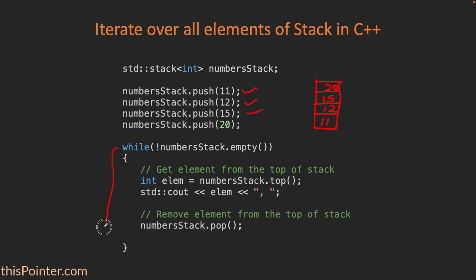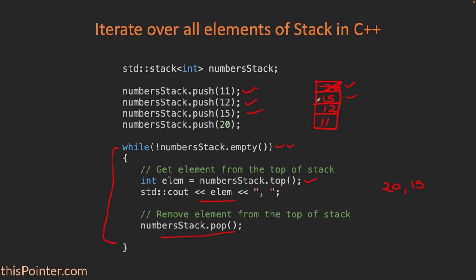After that we started a while loop. In this while loop, first we are checking if the stack is empty or not, and we will continue this while loop till the stack is not empty. As of now the stack is not empty and 20 is at the top of the stack. So we will access the top element and print it. So first we will print 20. After that we will call the pop function and it will remove the 20 from the stack. Now we will check if the stack is empty or not. It's still not empty. Then again we will access the top element, and that is 15 in this case.